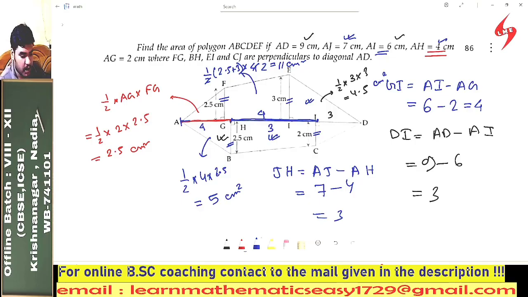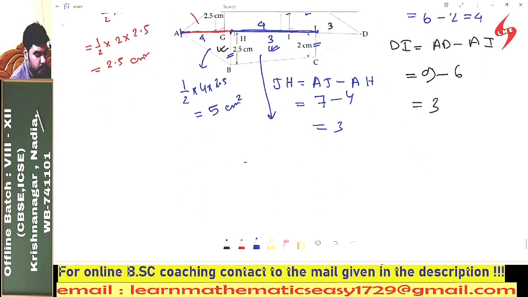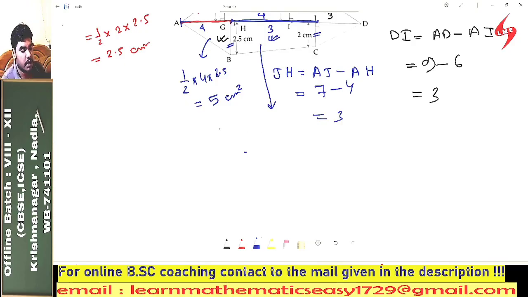Okay. So I have to find the area of this trapezium. So here it is half into sum of the parallel sides, that means 2.5 and 2. 2.5 plus 2 into the distance between them, that is 3. Right. So this is half into 4.5 into 3.